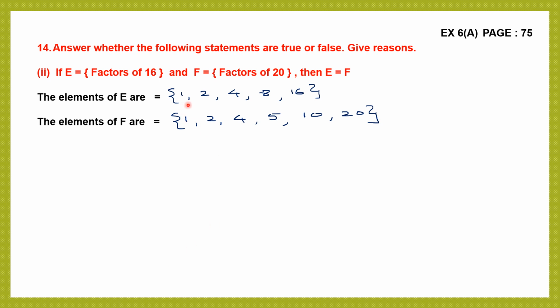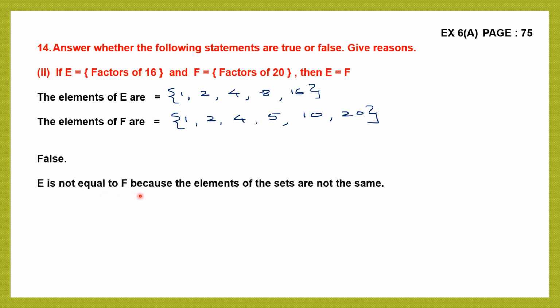Now here you can see the elements are different. Only 1, 2 and 4 are the same. All the other elements are different. So we cannot call them equal sets. So this statement is false. False because E is not equal to F because the elements of the sets are not the same. When they are the same only, we call them equal sets.